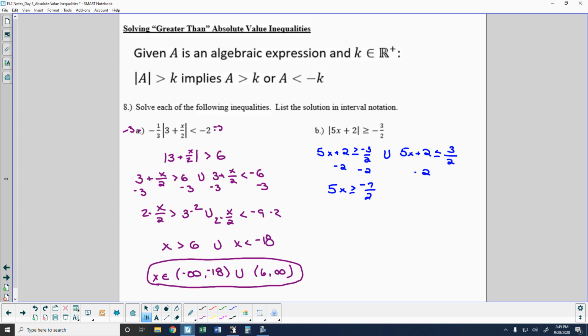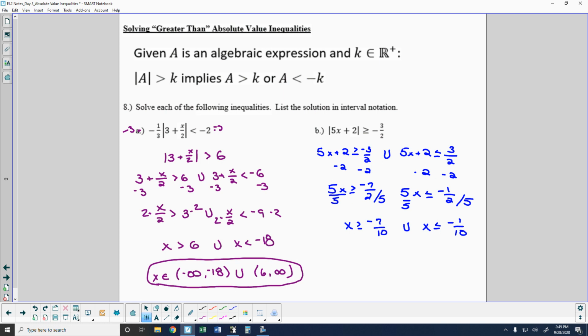So now let's subtract 2 from the other side, back to solving the equation. So 5x is also less than or equal to negative 1 half. Now I need to divide by 5 to get rid of that coefficient. And so what I would get here is x is greater than or equal to negative 7/10, or x is less than or equal to negative 1/10.